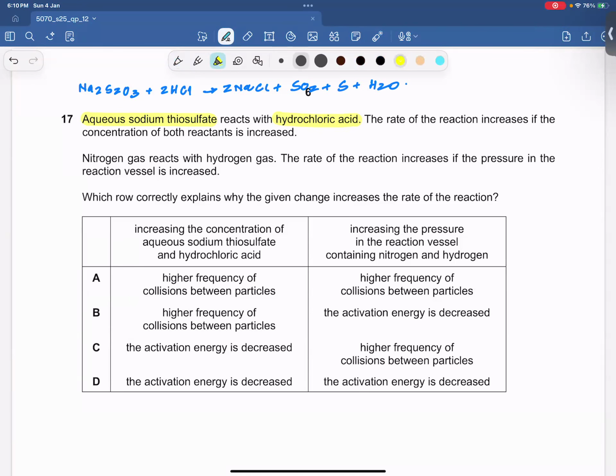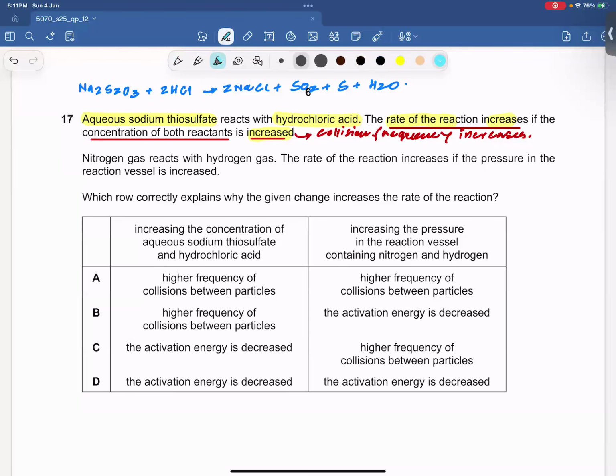The rate of reaction increases if the concentration of both reactants is increased. And that's a very, very powerful statement. Rate of reaction increases as concentration of reactant is increased. When concentration of reactant is increased, then it means collision frequency increases, because number of reacting particles increases, which is why rate of reaction increases.